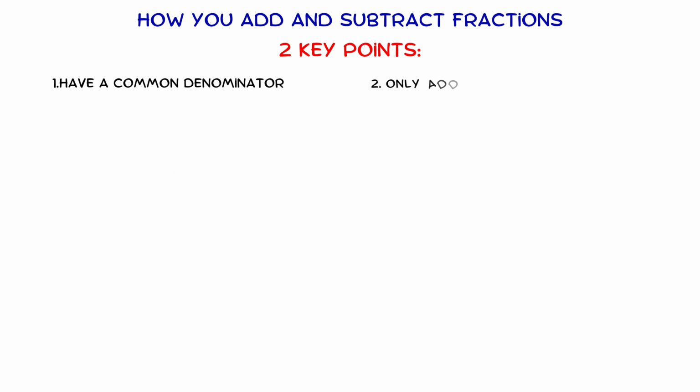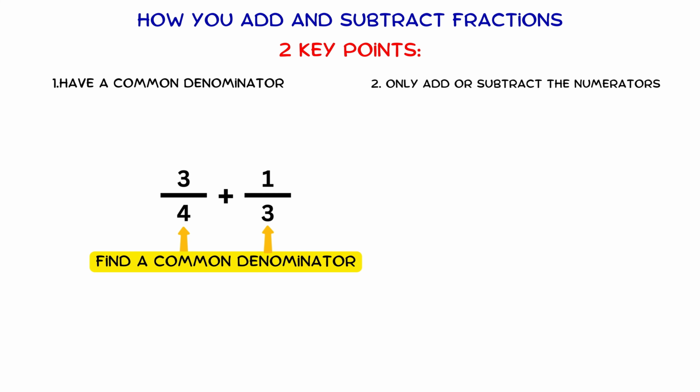In today's video, we're going to look at how you add and subtract fractions, and there are really two key points you need to know. The first is that you have to have a common denominator, which means that the numbers on the bottom of your fractions need to be the same, and the second is that you only add or subtract the numerators, which are the numbers on top.